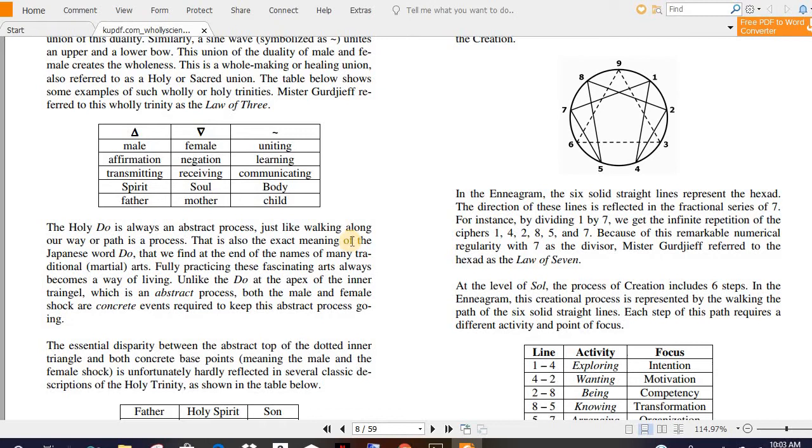Awesome. The holy do is always an abstract process, just like walking along our way or path is a process. This is also the exact meaning of the Japanese word do that we find at the end of the names of many traditional martial arts. That's cool.